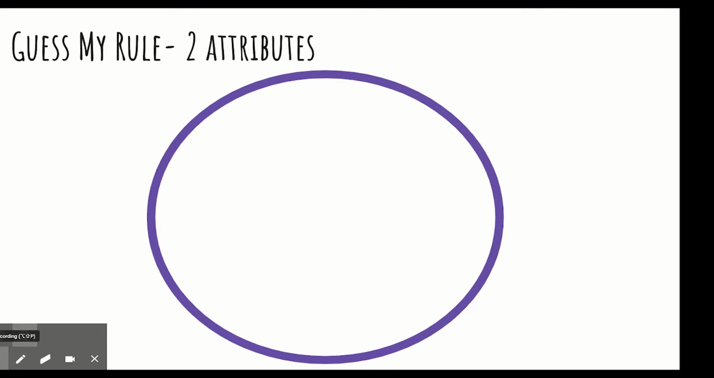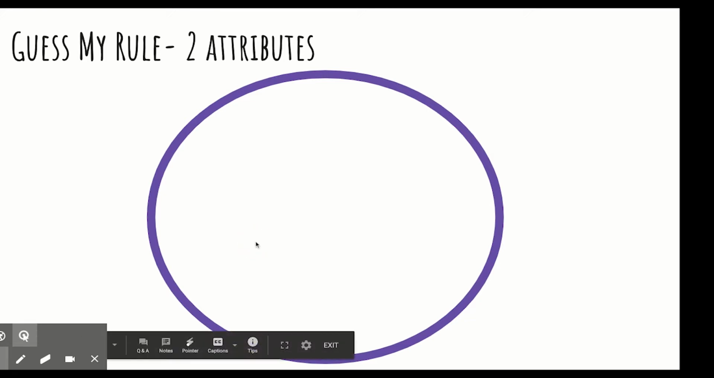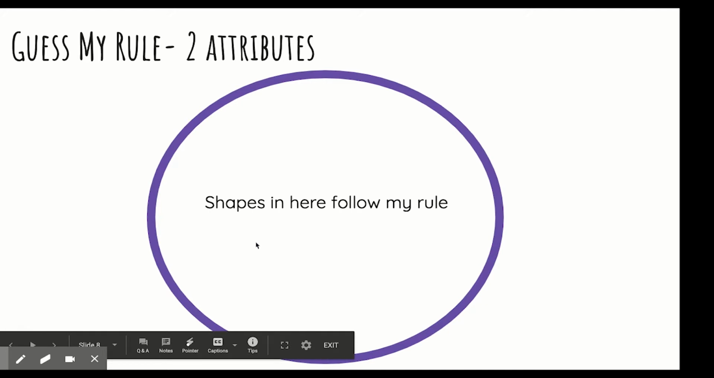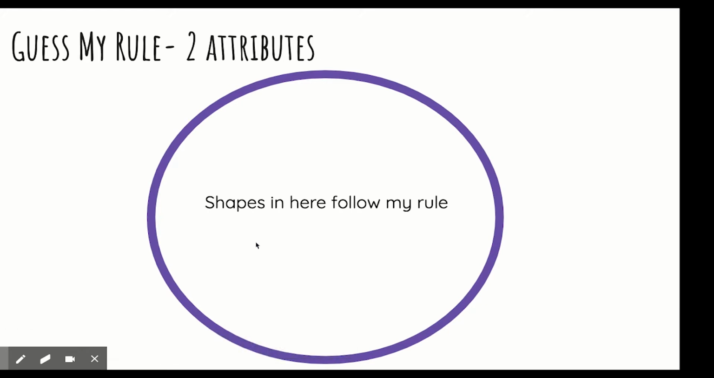Remember, after I've thought of my rule, I will begin placing shapes down for you to guess my rule. The shapes that follow my rule will be placed inside the circle, while the shapes that do not follow my rule will be placed on the outside of the circle. When you think you know the rule, then you can just say it out loud. Ready to play?